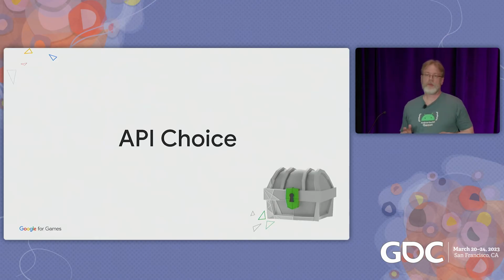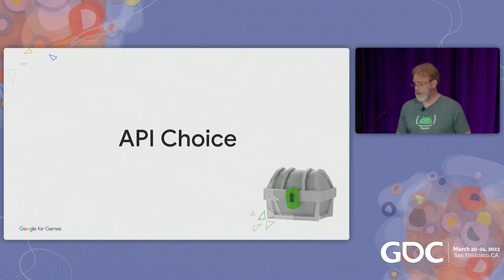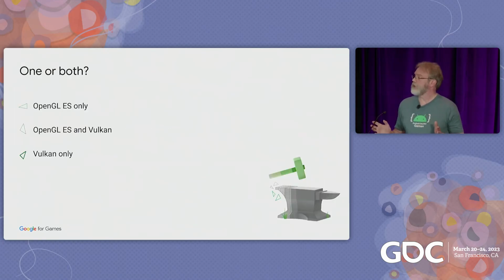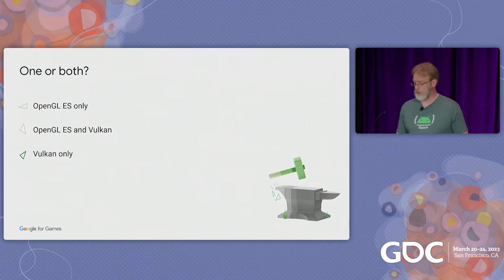Now, what API is going to make sense for your game? We'll discuss this from the context of using a game engine versus people who are doing their own technology stack. The options are OpenGL ES only, OpenGL ES and Vulkan, or Vulkan only.